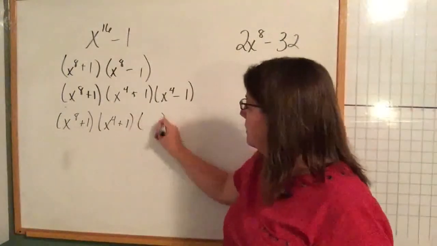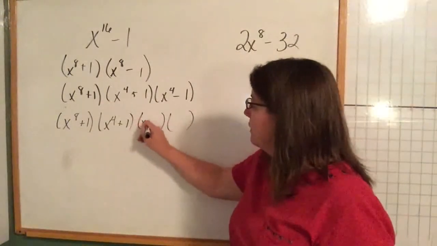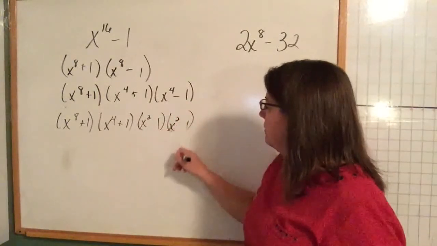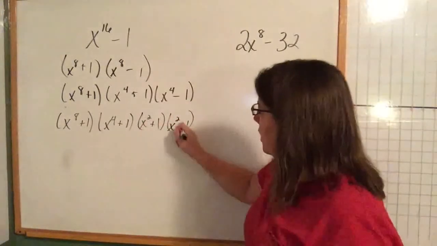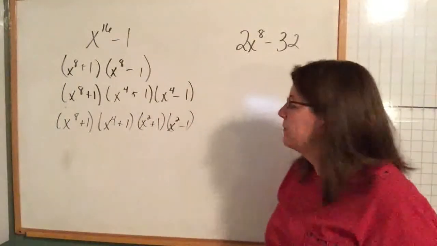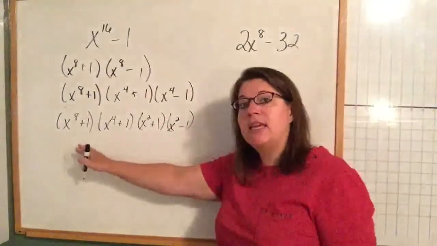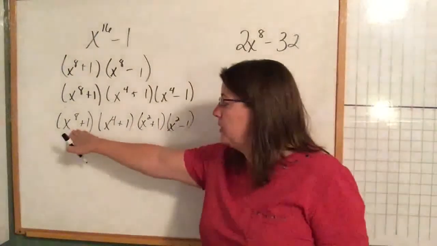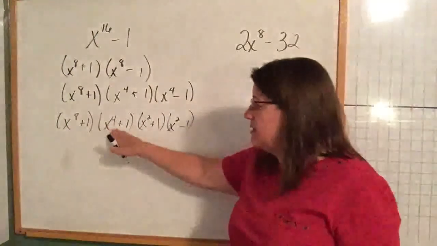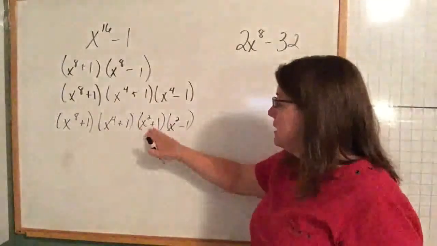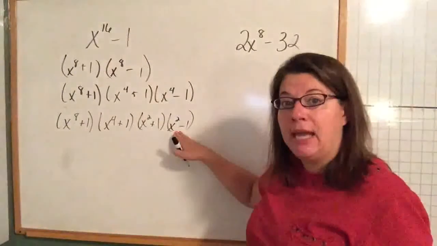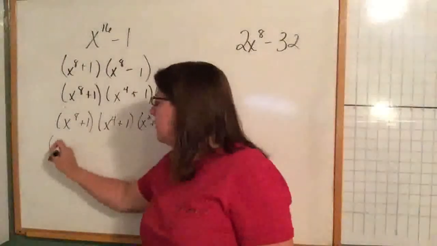This one, the square root of x to the 4th is x squared. The square root of 1 is 1. One of them will be a plus, one of them will be a minus. Then we need to look and see, can we go again? Or are we finished? Let's look at it. Well, this is a sum. Can't do anything else with it. That's a sum. Can't do anything else with it. That's a sum. Can't do anything else with it. That's the difference of squares again. So let's go a little bit further.